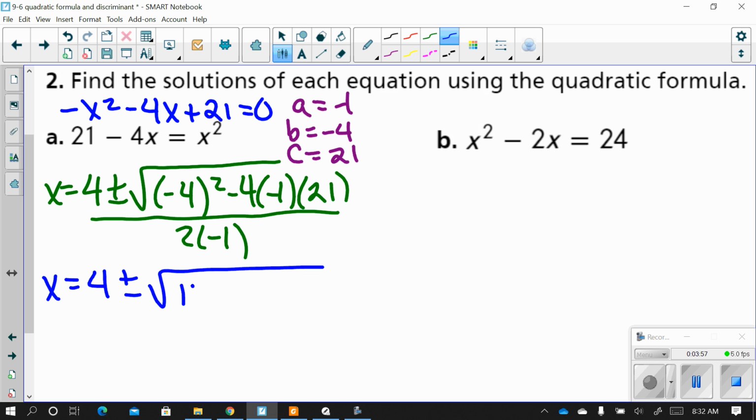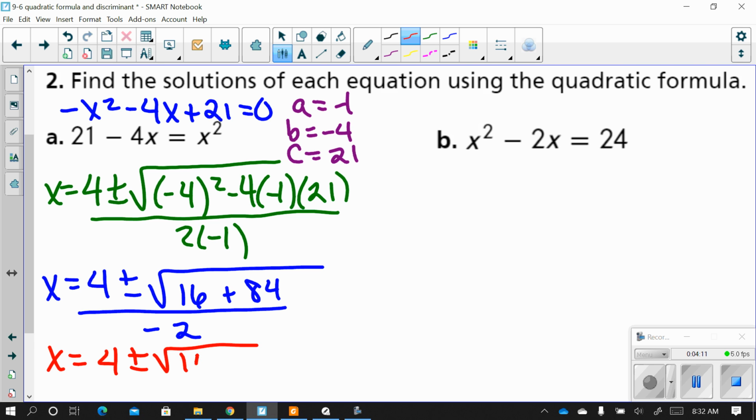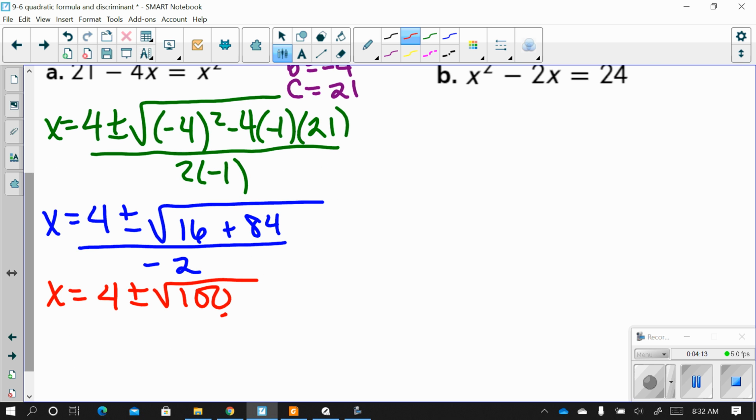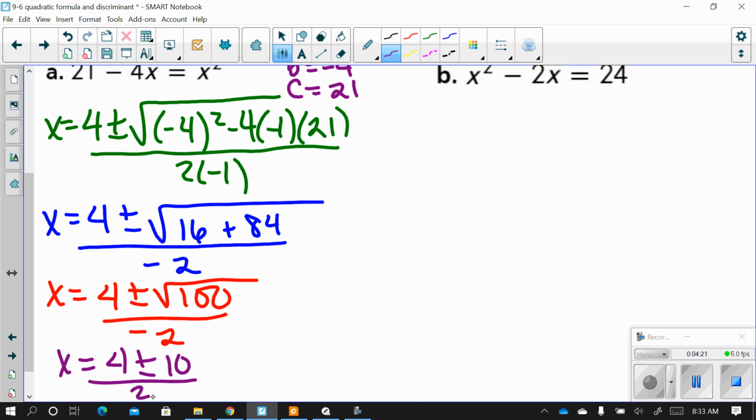Negative 4 squared is 16. Negative 4 times negative 1 is a positive 4, times 21 gives us 84. 16 plus 84 gives me 100. Oh, wait a minute, we know the square root of 100. So x equals 4 plus or minus 10 all over 2.